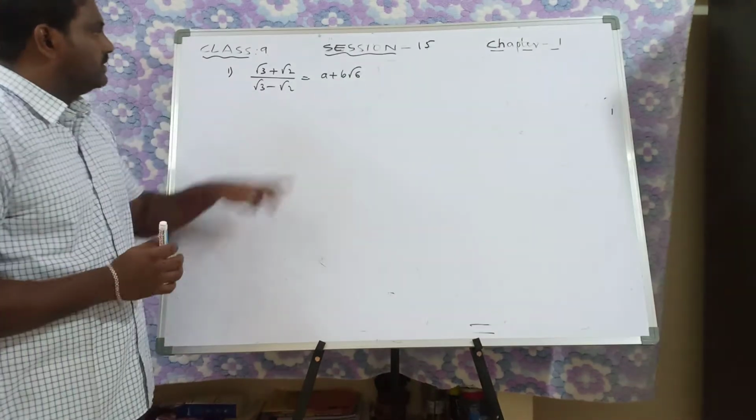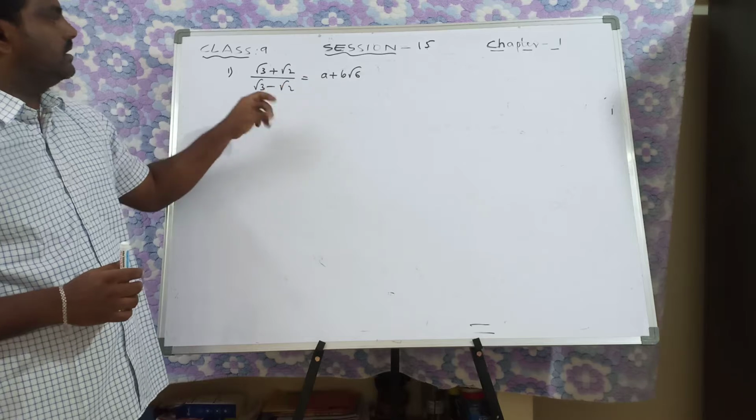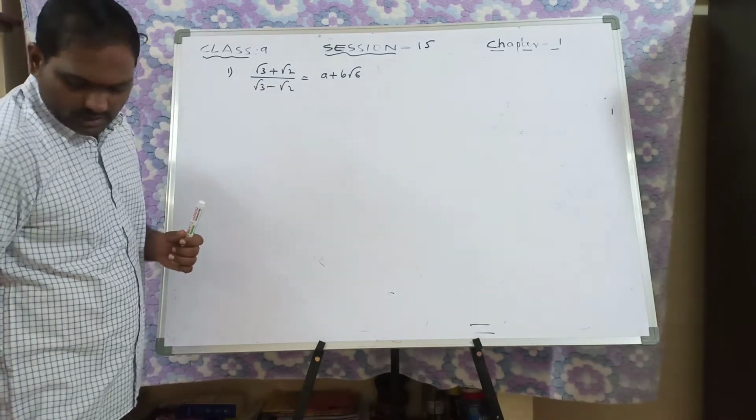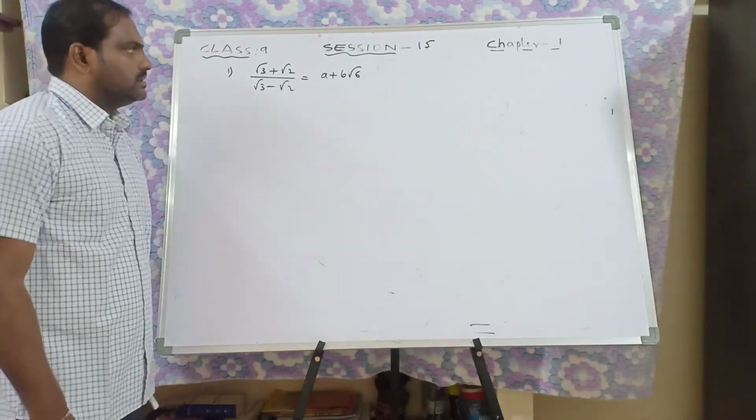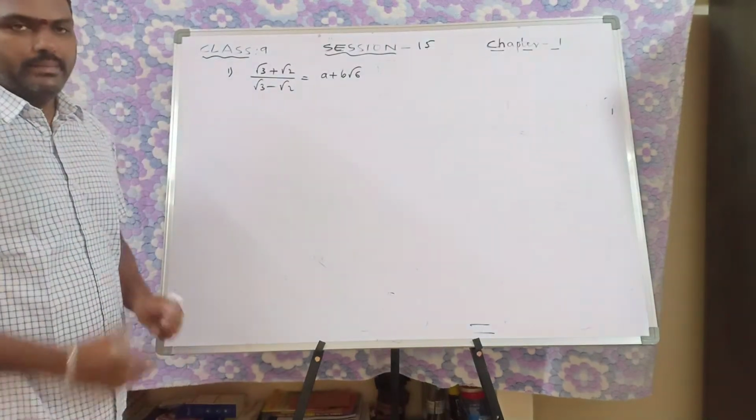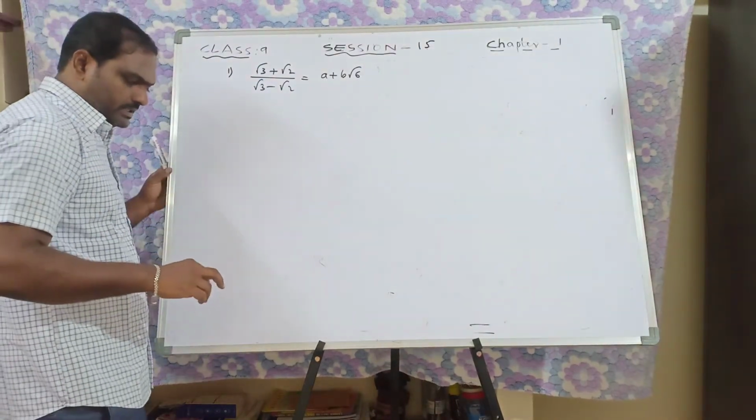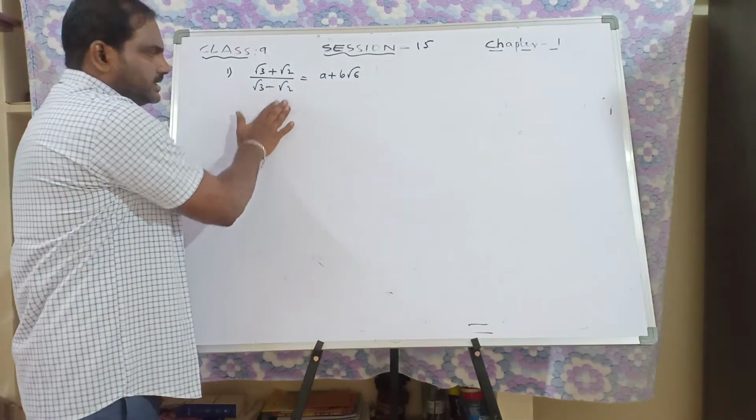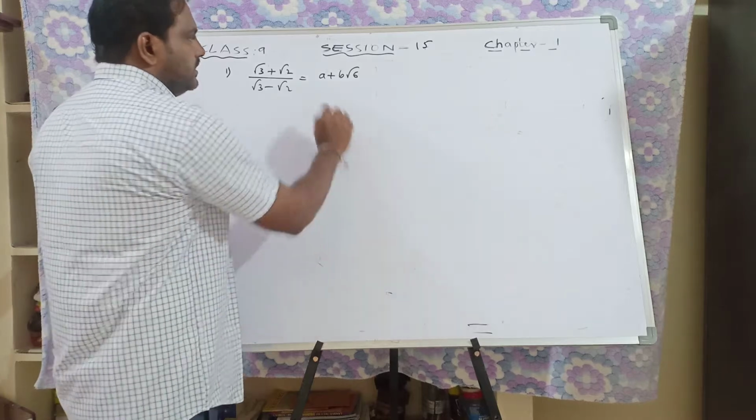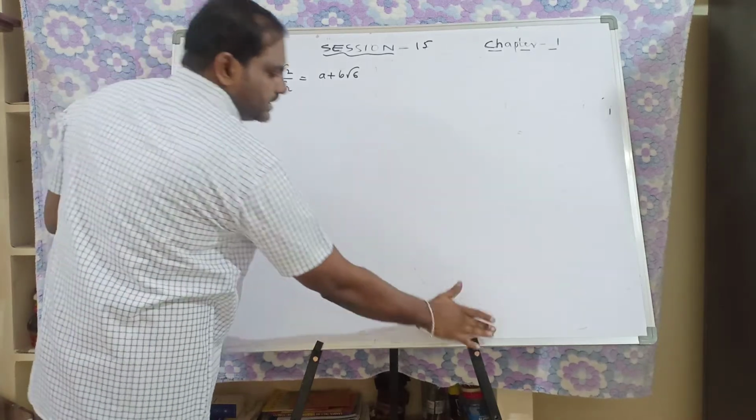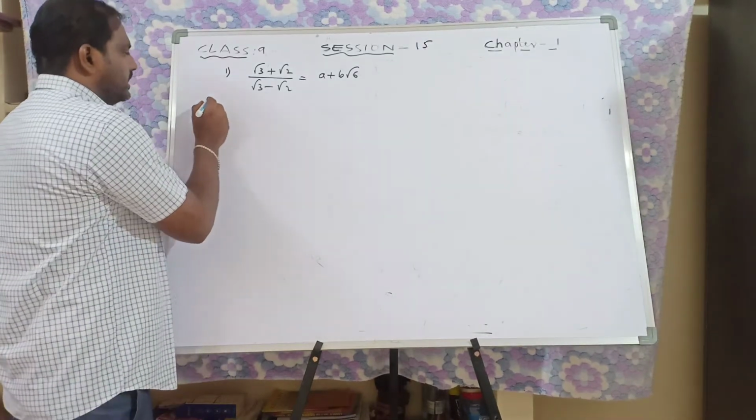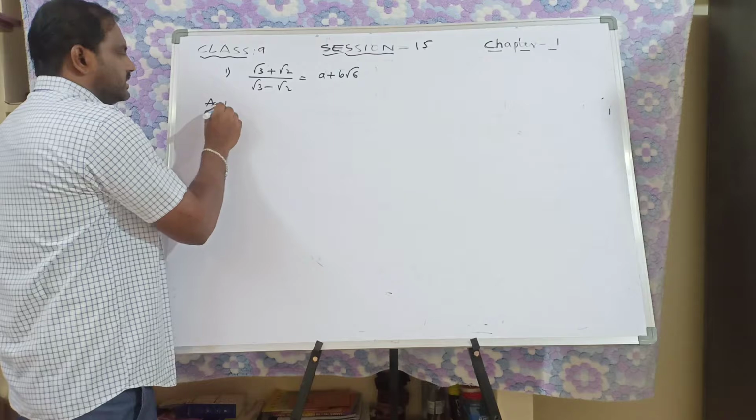One equation is given. On the left hand side we have root 3 plus root 2 by root 3 minus root 2, and on the right hand side we have a plus b root 6. We have to find the values of a and b. How to do it is very simple. We have to rationalize the denominator and try to write it in the a plus b root 6 form. Let us try to understand the concept. I am writing the answer. So what is the question here?